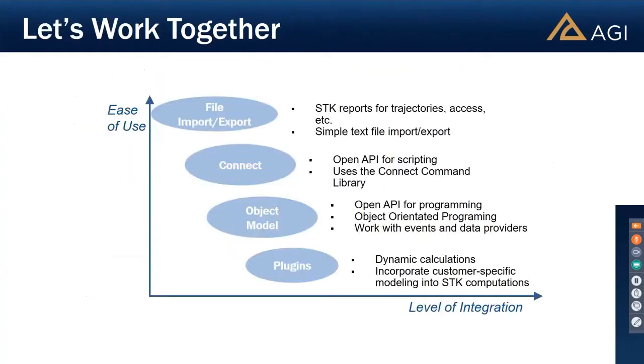There's different levels for how you can integrate things. So you can bring in files, import them and export them, which you can do through the GUI. Connect is a built-in capability with STK that allows you to create custom scripts and regenerate any action you would do in the GUI. The object model allows you to do more object-oriented programming, and work more so with the data providers, and then you can always create your own custom plugins.